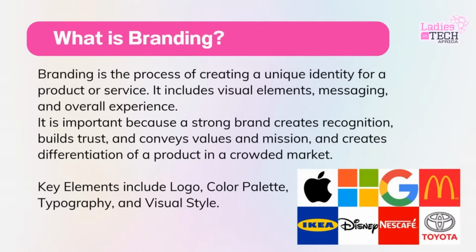Assuming they didn't have a brand, we would not even know which is which. There are some Samsung phones that at first glance look like Apple, but when you turn to the back and see the camera is different or the logo is different, you know this is not an Apple phone. So that's what branding does basically. And key elements include the logo, the color palette, the typography and the visual style.